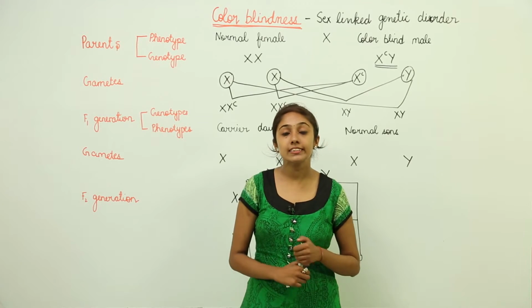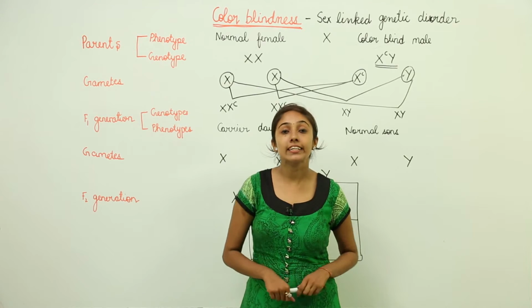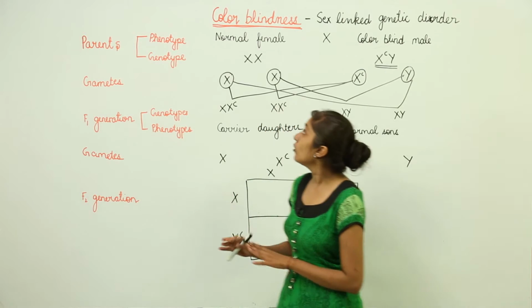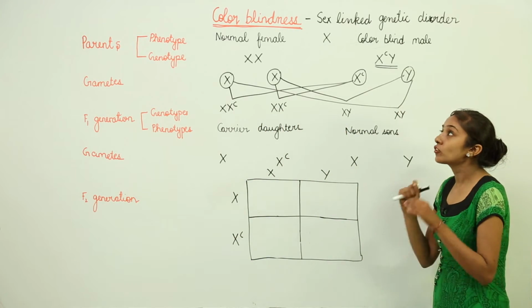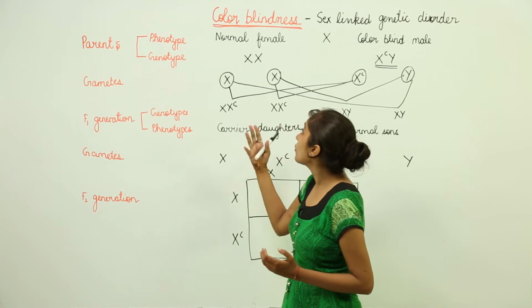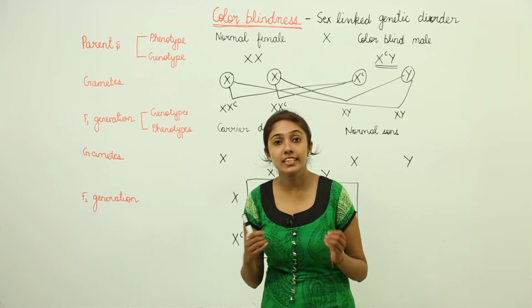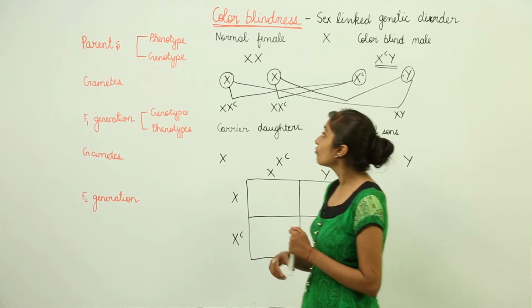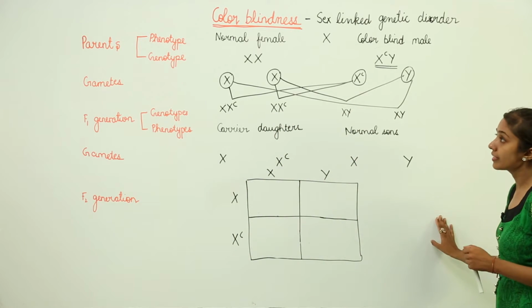Now we are going to discuss another sex-linked genetic disorder, that is color blindness. In this case, it is also an example of crisscross inheritance. This disorder is there when the person is not able to distinguish between different colors. So we'll just look at a cross in this.